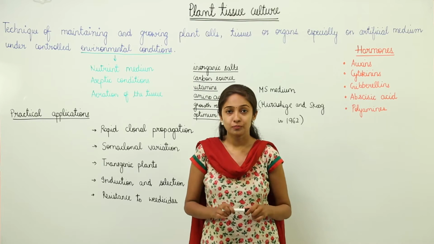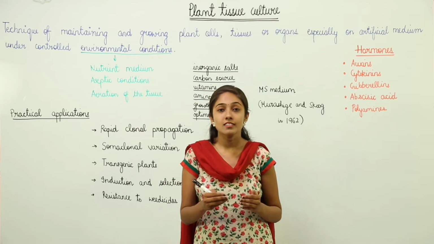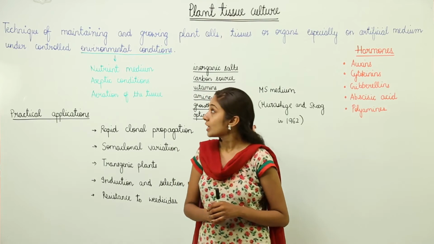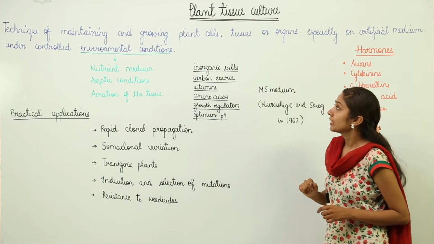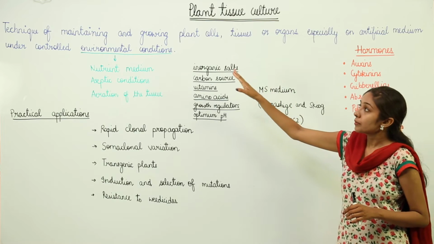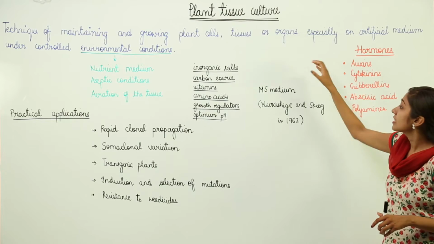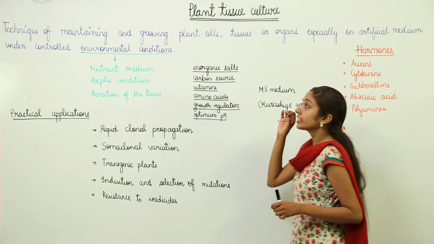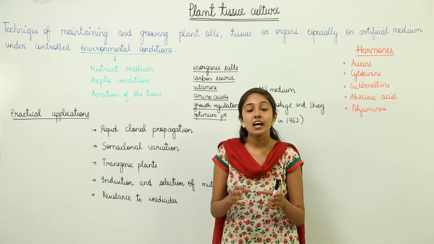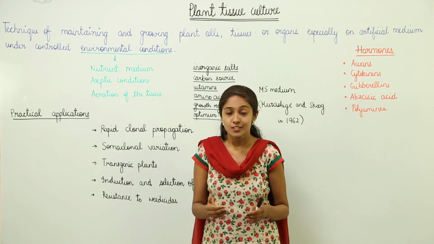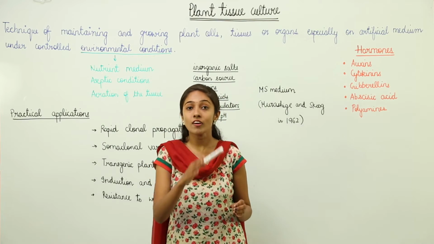Plant tissue culture. We all know that scientists are working in the laboratories to grow plants of desired characteristics. This technique is known as plant tissue culture, in which there is maintenance and growth of plant cells, tissues or organs on artificial medium under controlled environmental conditions. So we are not going to the farms and growing them, we are growing these plants at laboratory level.